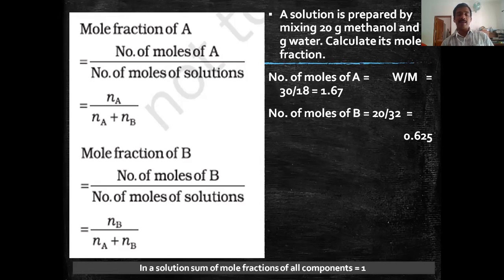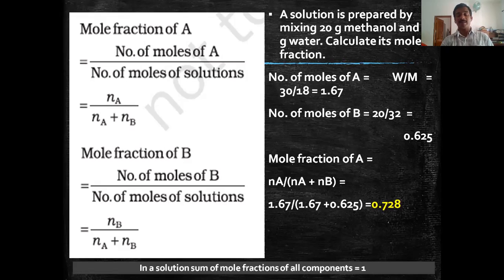So we got Na and Nb now. Na 1.67, Nb 0.625. Now simply substitute these values in the equation and you will get the answer. So mole fraction of A, that is represented as XA. XA is equal to number of moles of A divided by total number of moles. That means Na plus Nb. Na divided by Na plus Nb. That is equal to 1.67 divided by 1.67 plus 0.625 is equal to 0.728.